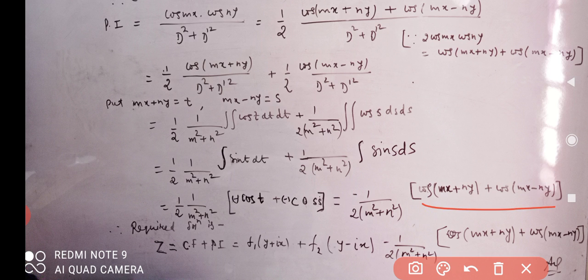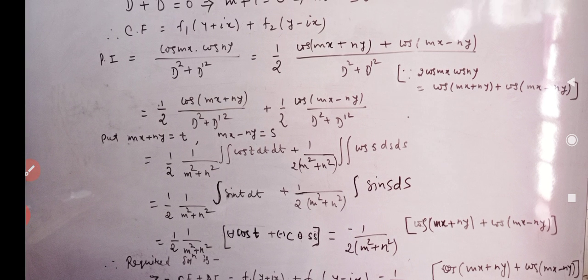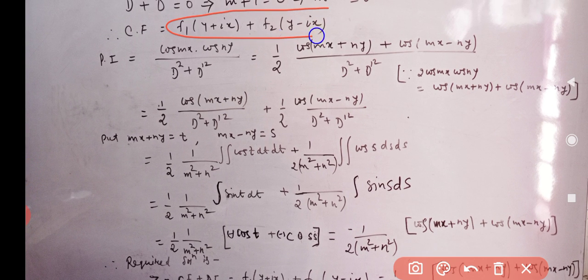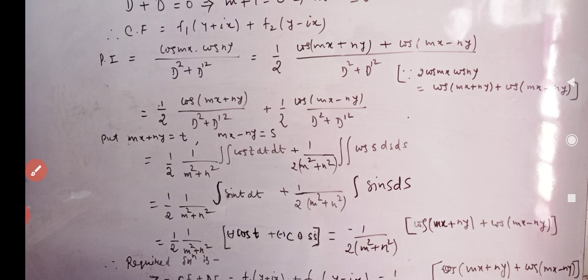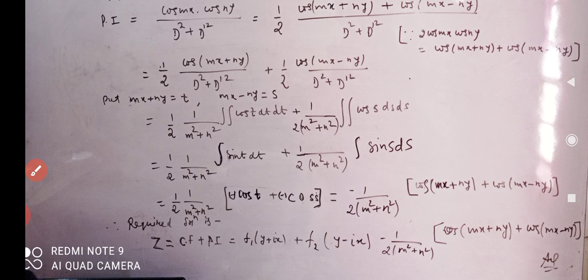Okay, this way. Here we have put the value of t as cos(mx+ny) and s as mx minus ny. Now the required solution is therefore z equals CF plus PI. Now we have the CF here in this order, and now we have the PI this way. So we will write our solution as f1(y+ix) + f2(y-ix) - 1/(2(m²+n²)) [cos(mx+ny) + cos(mx-ny)].